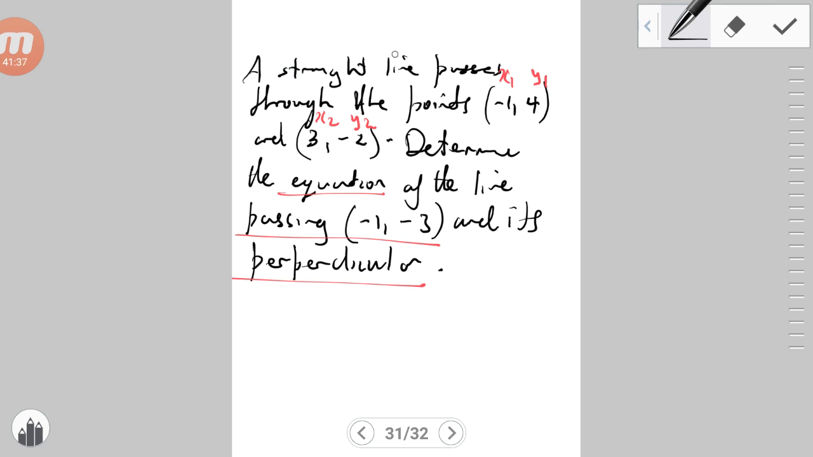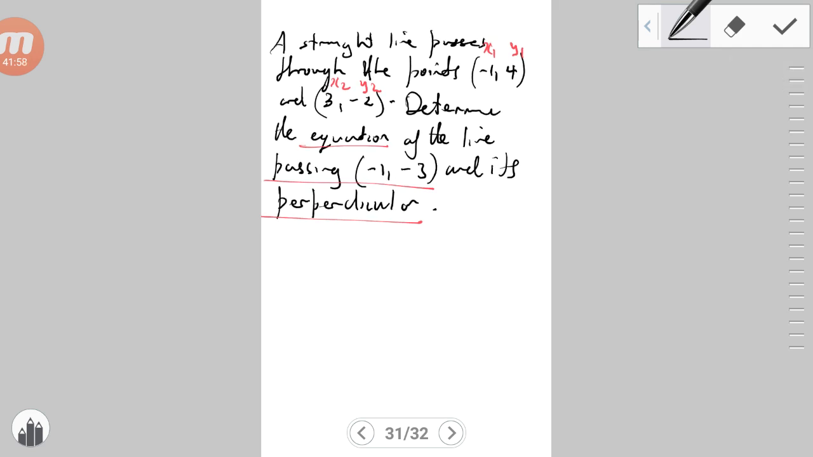It says that a straight line passes through the points (-1, 4) and (3, -2). Our task is to determine the equation of the line passing through (-1, -3), and it's perpendicular to it. Alright? So we're going to go through the whole process because, of course, the keywords here are equation, passing through, and perpendicular. Let's address the perpendicular aspect. The moment we see the word perpendicular, just as when we saw the word parallel, it kind of hinted to us that we need to go ahead and find the gradient.